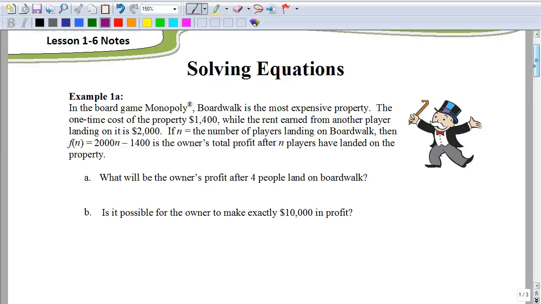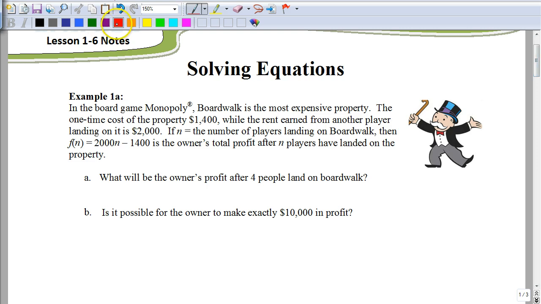It says in the board game Monopoly, Boardwalk is the most expensive property. The one-time cost of the property is $1,400, while the rent earned from another player landing on it is $2,000. If n represents the number of players landing on Boardwalk, then f of n equals 2,000 times n minus 1,400. That represents the owner's total profit after n players have landed on the property.